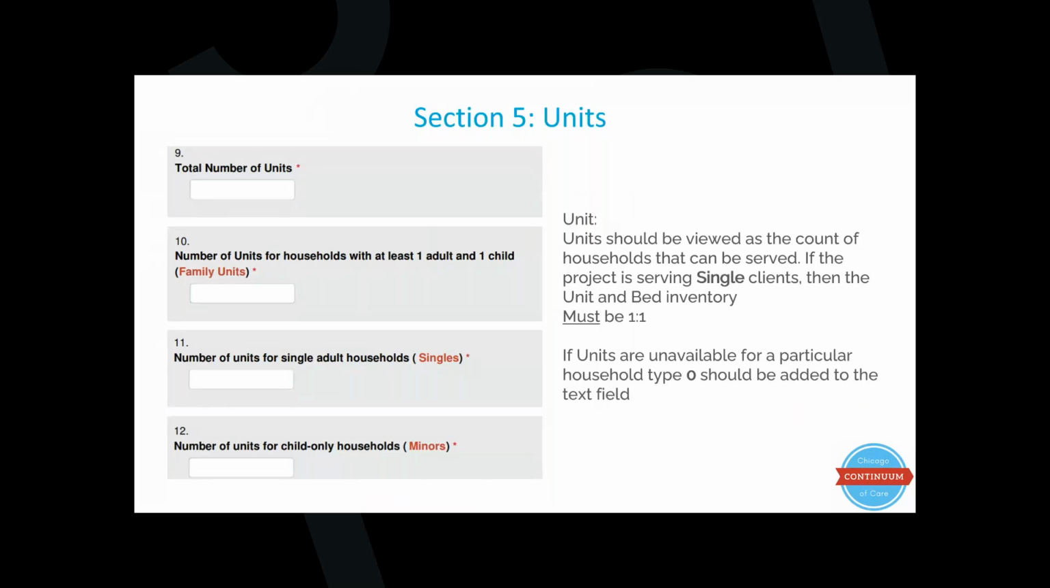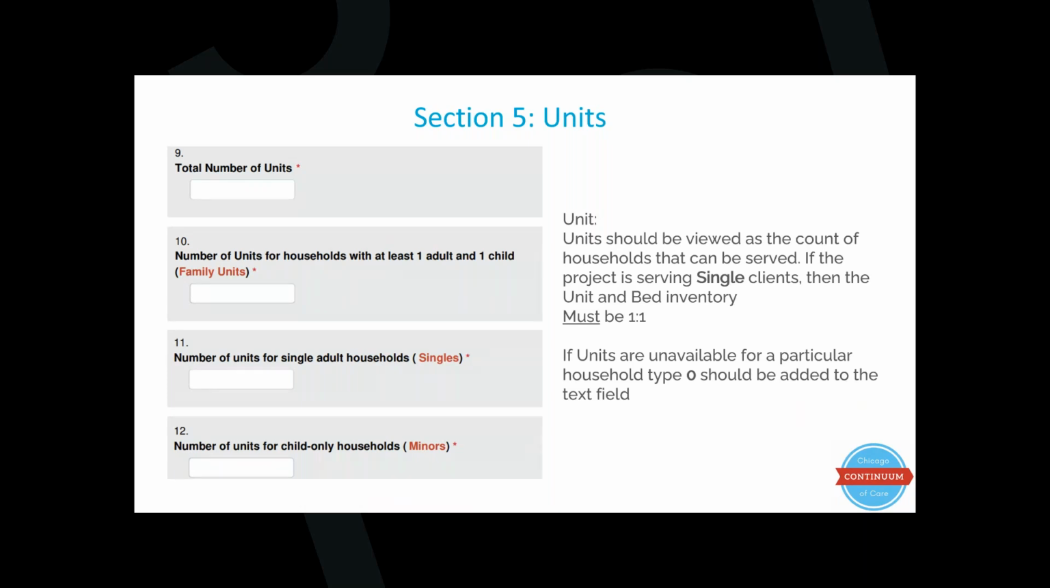Okay, so the next section is section 5, the units. Units should be viewed as the count of households that can be served. If the project is serving single clients, then the unit and bed inventory must be 1-to-1. If units are unavailable for a particular household, you're going to put 0, and it should all add up to whatever the total is that you're putting into question 9.